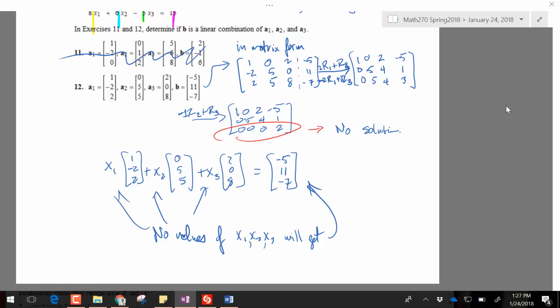X1, X2, and X3 are the scalars that we're looking for. We're asking ourselves, can we scale these three vectors so that they can somehow get to negative 5, 11, negative 7? And the answer is nope, can't do that. There's this interesting geometry behind this also, so we'll talk about that in a minute.